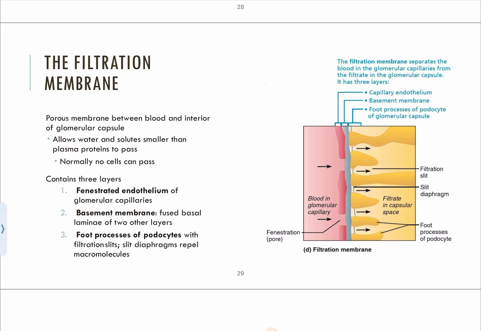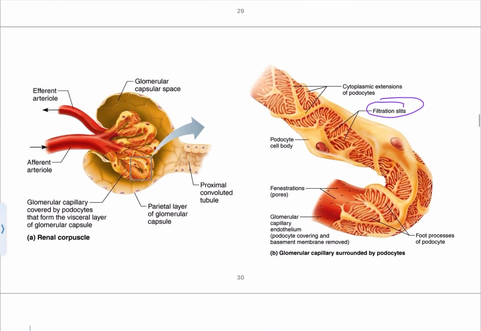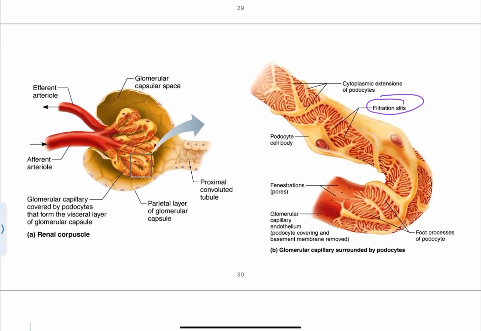Our third layer is going to be made up of those foot processes of those podocytes of the glomerular capsule. And remember, this is our visceral layer of the glomerular capsule. And those foot processes make up filtration slits. So if any macromolecules manage to get through the basement membrane, then we have cells there to help prevent them from traveling further.